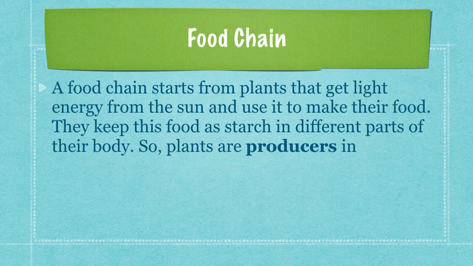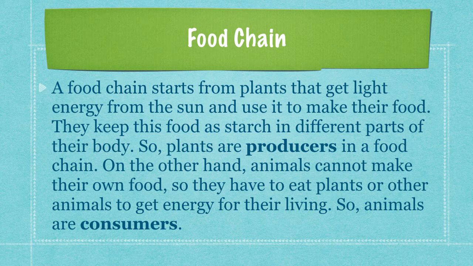In food chain, let me read. A food chain starts from plants that get light energy from the sun and use it to make their food. It's correct. They keep this food as starch in different parts of their body.